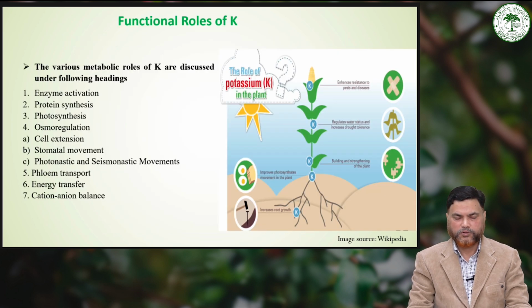Now, the basic question arises: what is the functional role of this mineral element? As we have discussed the roles of other mineral elements previously, potassium also imparts a very important functional role, like the activation of enzymes. It plays a role in various aspects of plant physiology, both at cellular and whole plant level. At cellular level, potassium functions in cell metabolism, serving as an activator of enzymes, and also acts as an essential ion for protein synthesis.